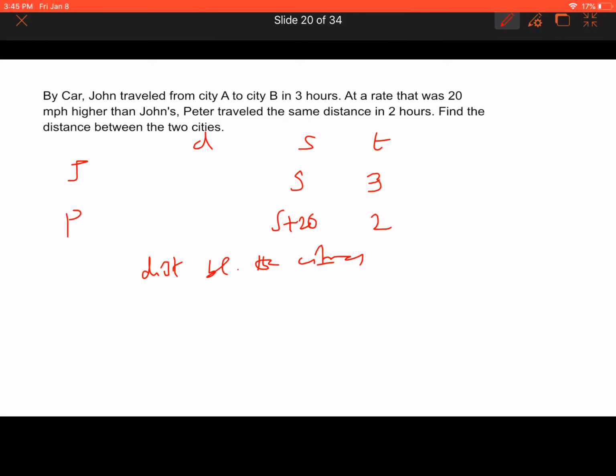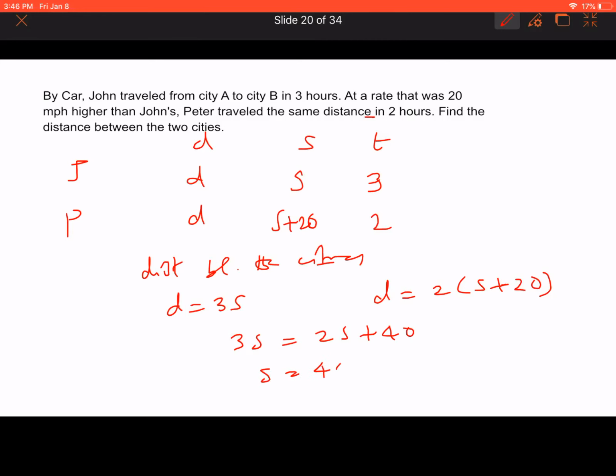As per the instruction, it is also given the same distance, so this is going to be the same distance. Okay, so we have two equations now. D is equal to 3s, and we have another equation. D is equal to 2 times s plus 20, right? It's very clear that the distance is going to be the same, so these two equations are equal. So 3s is equal to 2s plus 40. So s is equal to 40.